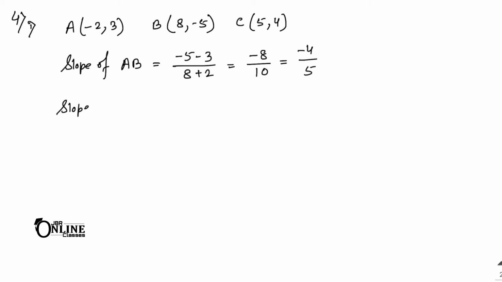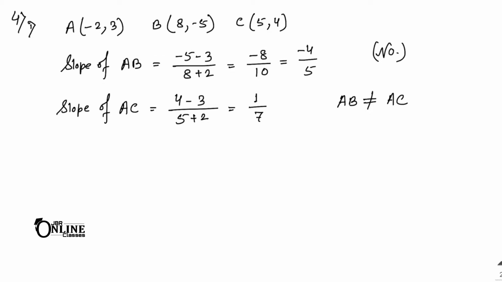Now next one here, slope of AC. So that equal to 4 minus 3 and next one 5 plus 2. So that one equal to 4 minus 3, it's 1 and it's 7. So 1 by 7. Okay, so that means slope of AB not equal to slope of AC, and as slope of AB not equal to slope of AC, that means these 3 points are not collinear. Okay, so your answer is no in that case.